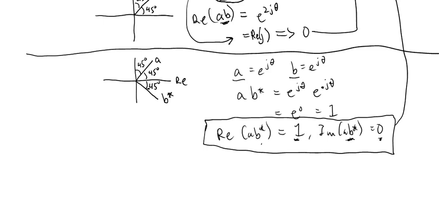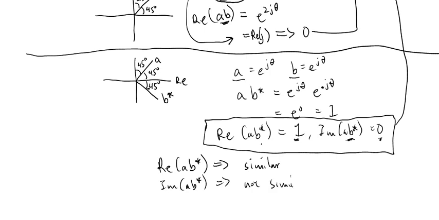So the rule that we end up with in the end is that if you take the real part of a times b complex conjugate, then that tells you how similar a and b are to each other. And if you take the imaginary part, then that gives you how not similar. This is exactly the metric that we were looking for in the beginning.